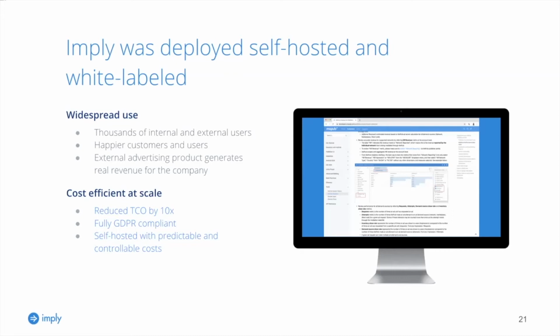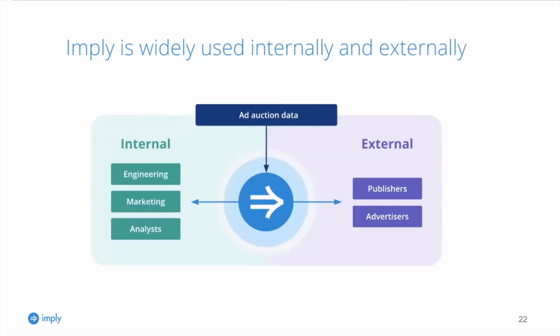Therefore, the data that happens in Europe stays in Europe. Data that happens in Australia will stay in Australia, and similarly for other geographies. It's self-hosted with predictable and controllable costs. So you have both internal and external users using Imply in Twitter for ad auction data.